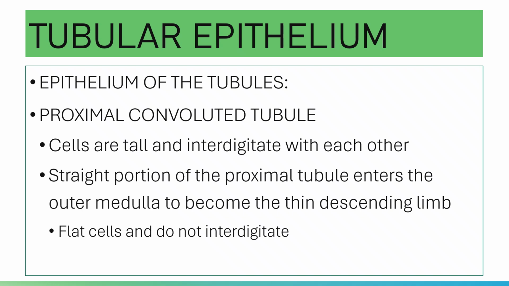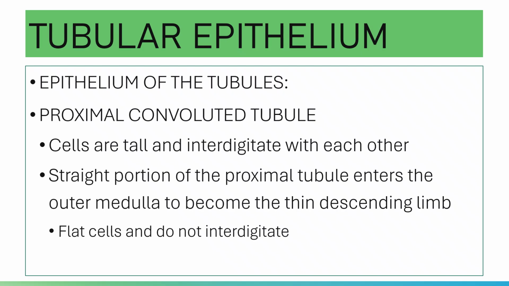It has a simple cuboidal epithelium. The cells are tall and interdigitate with one another. Please note that this intercellular interdigitation serves to increase the overall cellular surface area. And please note that these interdigitations are characteristic of salt transporting epithelia.